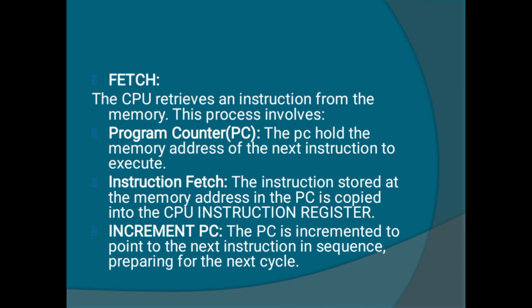We'll be talking about the fetch. The CPU retrieves an instruction from memory. This process involves the program counter, that's PC. The PC holds the memory address of the next instruction to execute. Instruction fetch: the instruction stored at the memory address in the PC is copied into the CPU's instruction register. Increment PC: the PC is incremented to point to the next instruction in sequence, preparing for the next cycle.